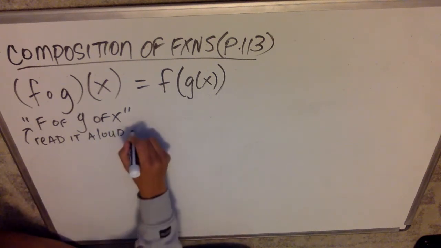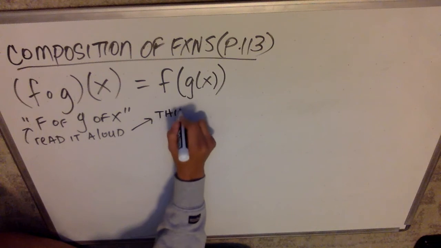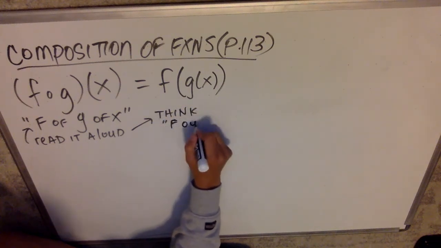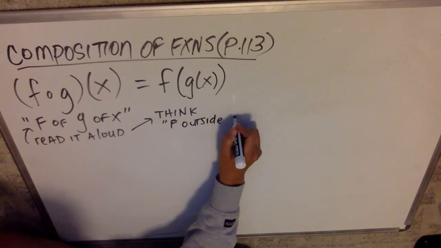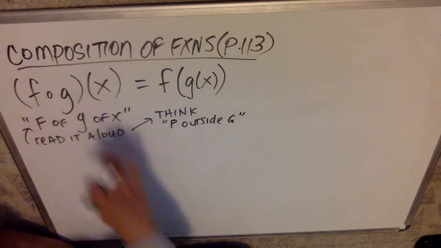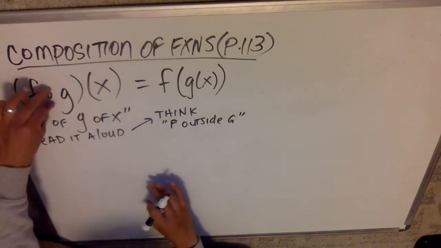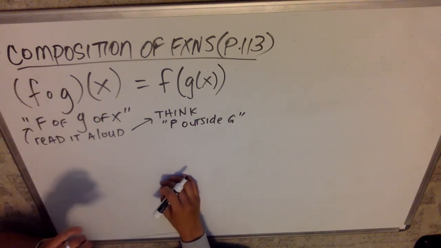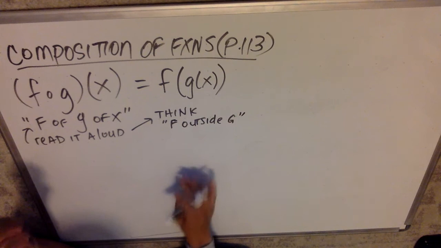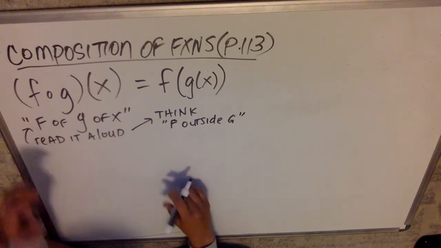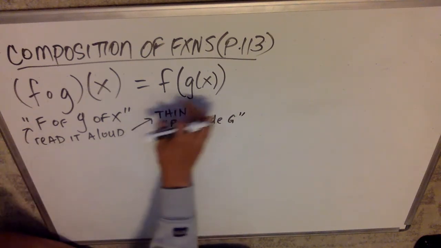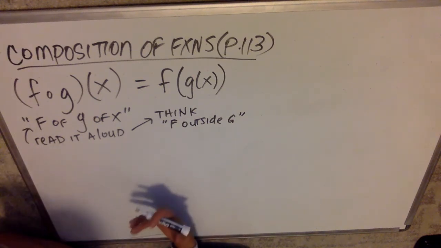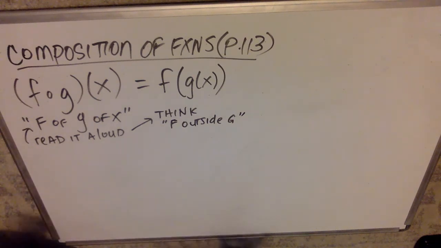But what I want your brain to think is f outside g. So when you see f of g, with a tiny little raised o, sort of, when you see f of g of x, I want you to think f outside g. See how f is on the outside and g is on the inside? And this is called composing the functions. So here's what it looks like.